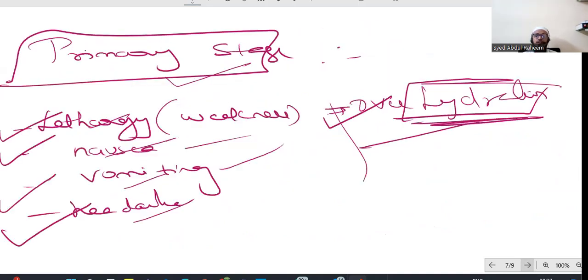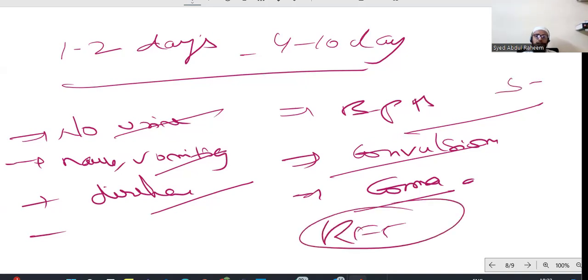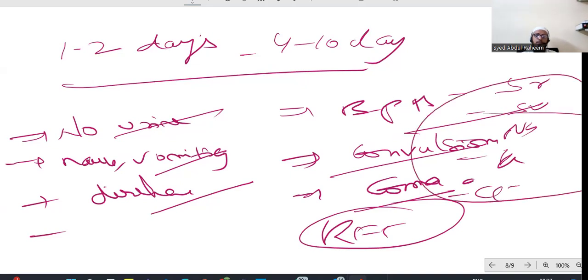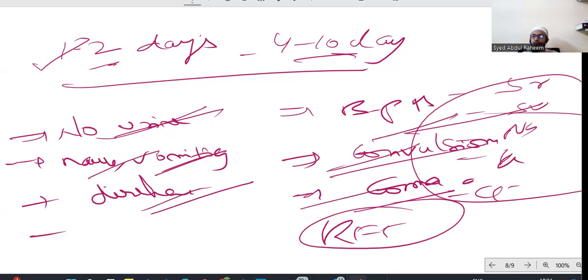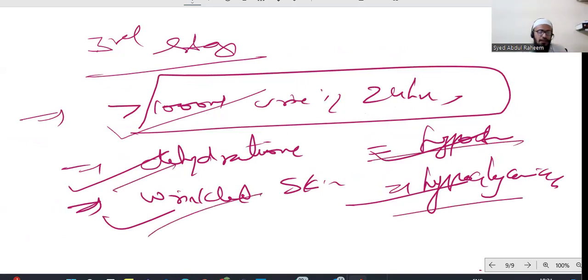We have the stages. Likewise, we can understand the patient is in the primary stage: weakness, nausea, vomiting, headache, overhydration. So you have to go to the lab or check the RFT, renal function test, where you can see the serum creatinine levels, serum urea levels, sodium levels, potassium levels, chloride levels. And after the first day or second day till 4 to 10 days, you will see symptoms like no urine, nausea, vomiting, diarrhea, BP increase, convulsion, coma. And then decreased urine, 1000 ml urine, dehydration, wrinkled skin, hypotension, hypoglycemia. All this relates to acute renal failure.